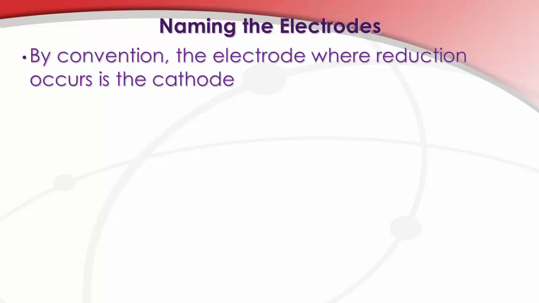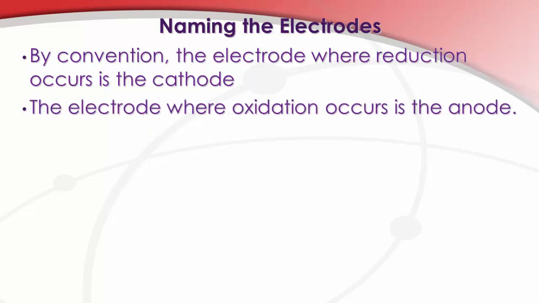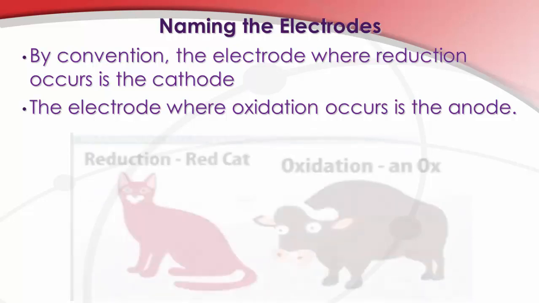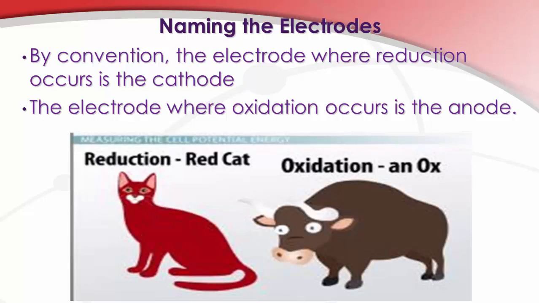Okay, in terms of naming the electrodes, by convention we call the electrode where reduction occurs the cathode, and the electrode where oxidation occurs, we call that the anode. And here's a mnemonic for you to help you remember: red cat, an ox. So oxidation at the anode, reduction at the cathode.